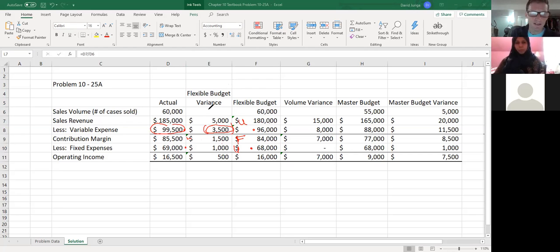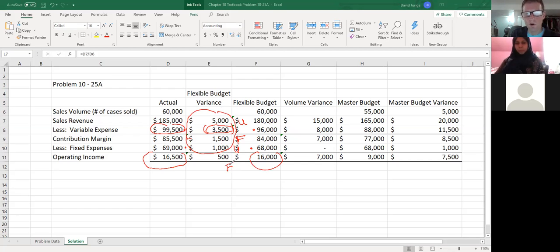Now, at the end of the day, at the bottom line, this is a lot of times what managers first look at: what's our income? So actual was 16.5, flexible budget was 16. That's a difference of 500. Overall, you'd say favorable. And then the details would explain what is causing that up in this column right there.